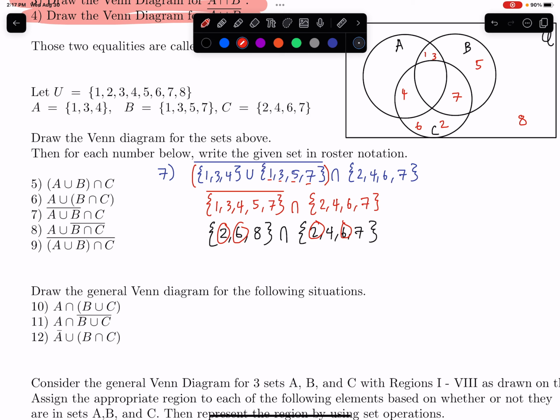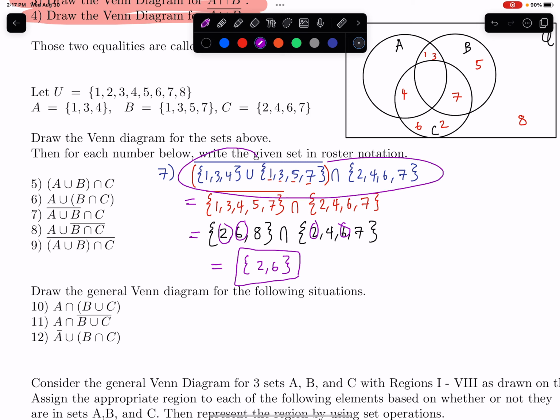So the final result, let's change color actually. They both had 2, and they both had 6. So the final result is going to be 2, 6. That's what we got there. If you want, you can put equal signs at each step because this original set is equal to the next, is equal to the final result. That is 7. Okay, let's move along to the next one.